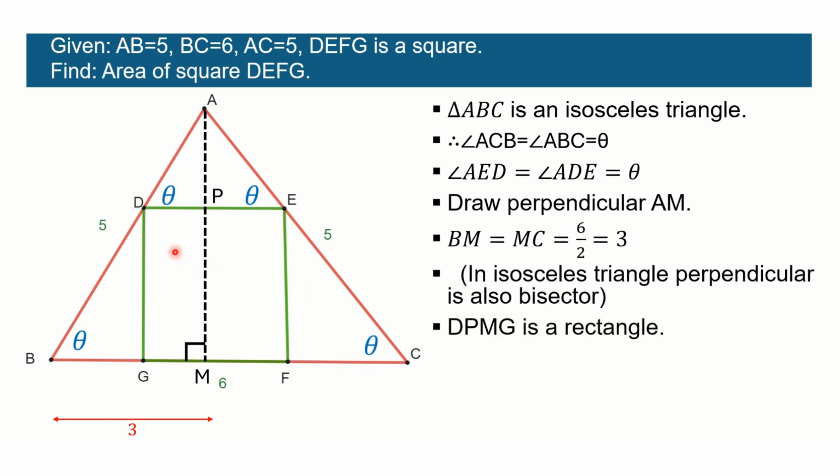Now let us consider DPMZ. This will be a rectangle because this angle is 90, this angle is 90, and this is 90 from construction. So this means this is a rectangle. In a rectangle, opposite sides are equal. So let us say this side is equal to A. This means this side is also equal to A. So DP is equal to ZM, and both are equal to A.